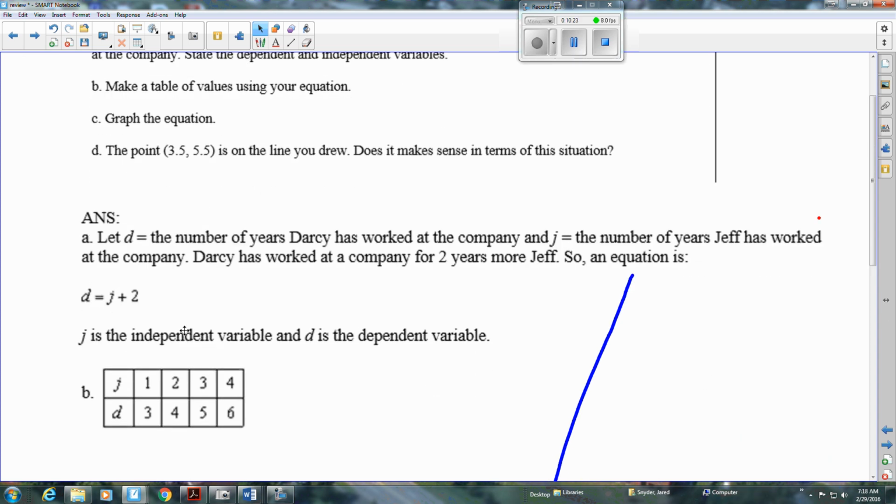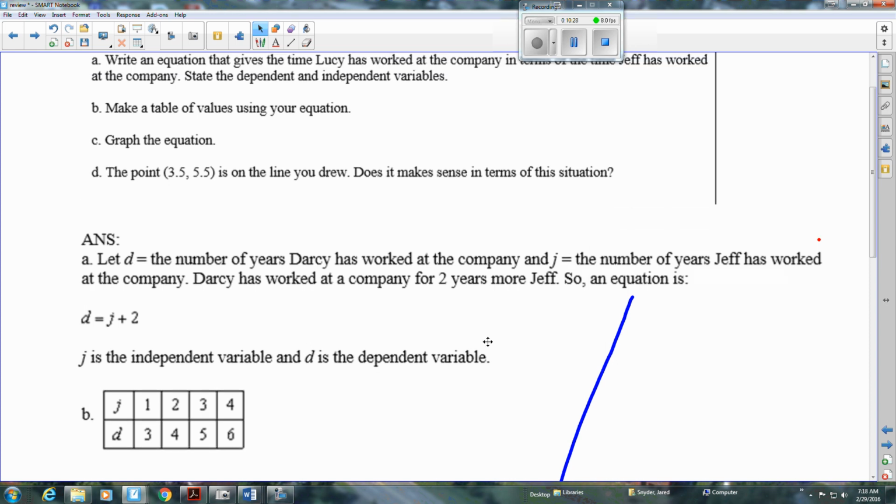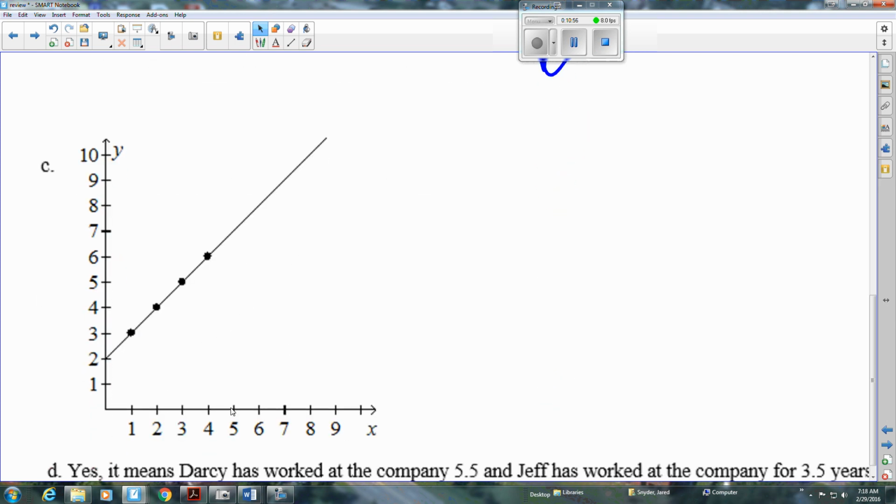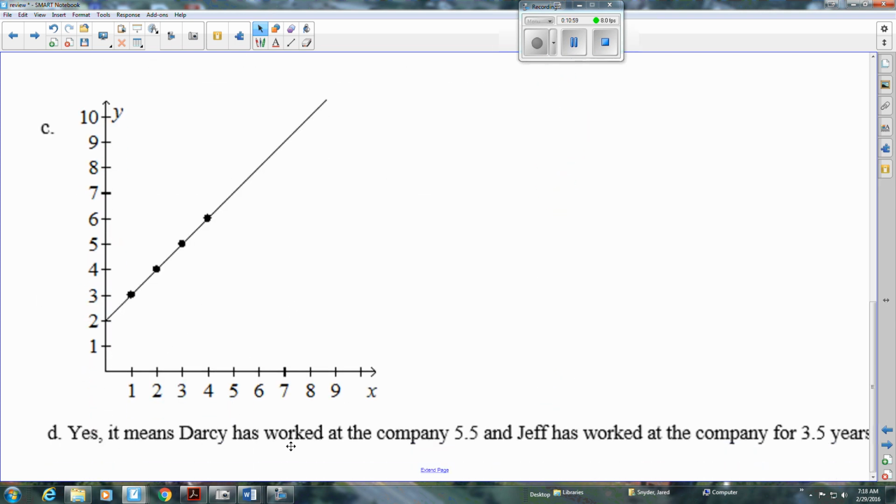Let D equal the number of years Darcy has worked at the company, and J the number of years Jeff has worked at the company. Darcy has worked at the company 2 more years than Jeff. So the equation is Jeff's time, J, plus 2 is going to equal Darcy. Then you can just graph it out, J, D. So 1 is going to be a 3, 2 is going to be a 4, 3 is going to be a 5, because it's always 2 more. So if you give Jeff 0 years, she's going to be there 2 years.